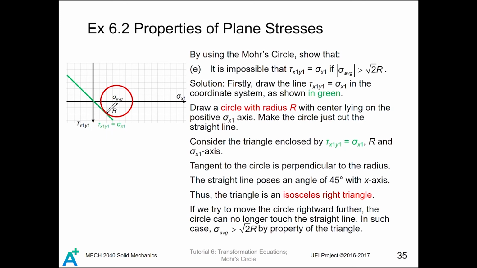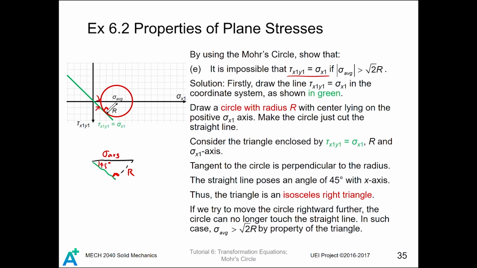In order to make tau x1 y1 equal sigma x1, we wish this line, the green line, to cut the red circle, which is the Mohr circle we drew. We know that if a circle is cutting a line, then the radius is perpendicular to the tangent. Then let's magnify this triangle. For this triangle, sigma average is here, r is here, and we have this 90 degrees angle here. At the same time, this straight line has an angle of 45 degrees.